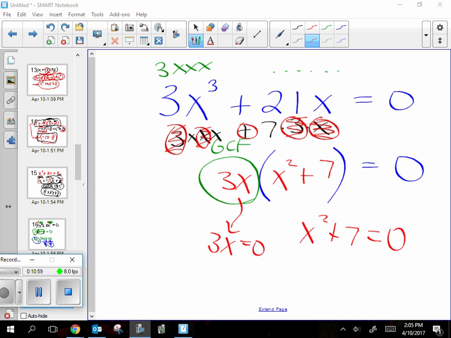Now, I could just ask you to look at this one and think. 3 times some mystery number has to equal 0. What does x have to be? 0. 3 times 0 equals 0. Then, x squared plus 7. I'm going to subtract 7.